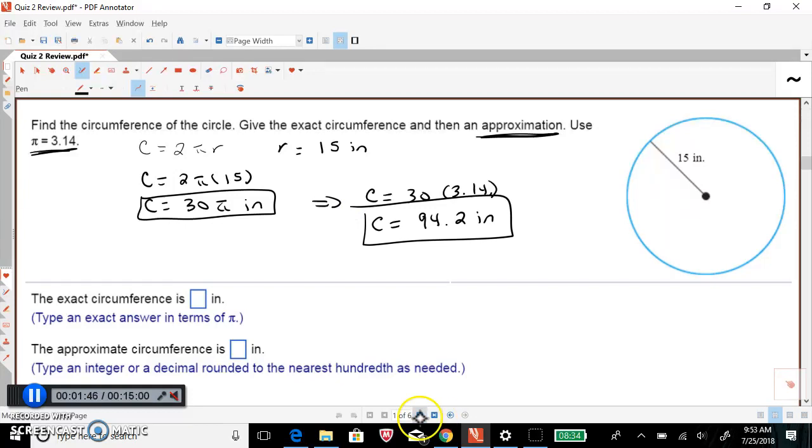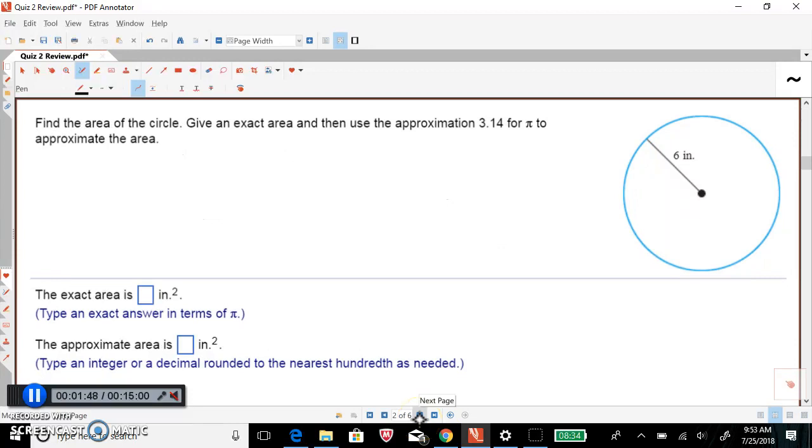Okay, so let's look at another problem. The next problem we have is to find the area of the circle. We're given that the radius is equal to 6 inches. We want to find the exact area and the approximate area. So the formula for the area of a circle is pi times the radius squared.